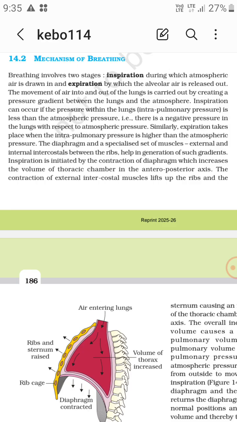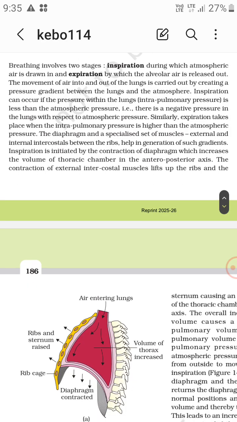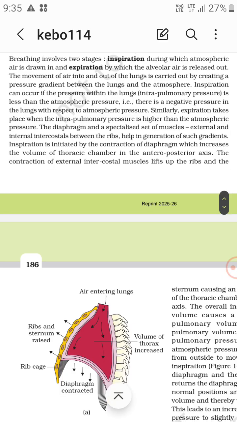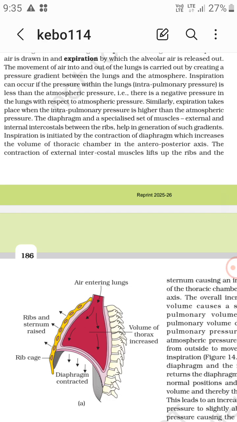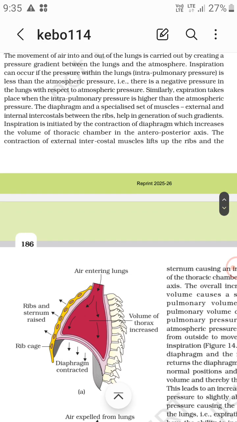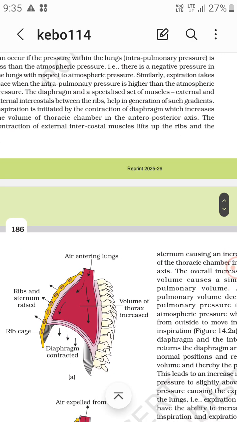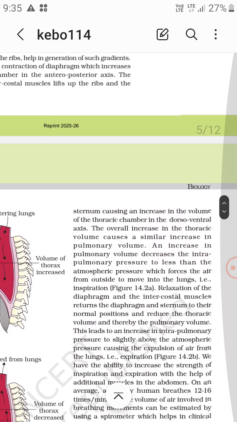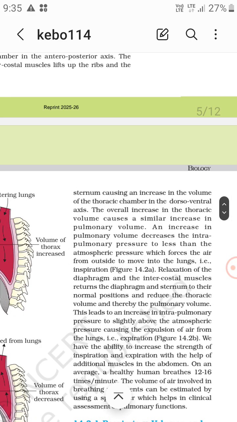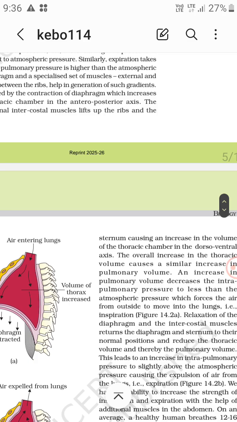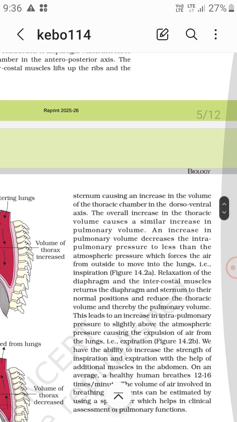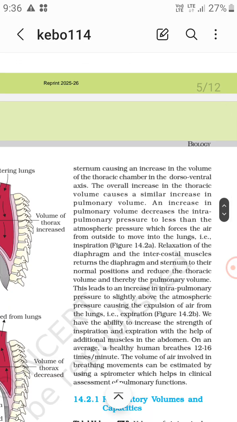Now inspiration is initiated by the contraction of the diaphragm, which increases the volume of the thoracic chamber in the anterior-posterior axis. The contraction of external intercostal muscles also takes part in inspiration. The external intercostal muscles lift up the ribs and the sternum, causing an increase in the volume of the thoracic chamber in the dorsoventral axis.